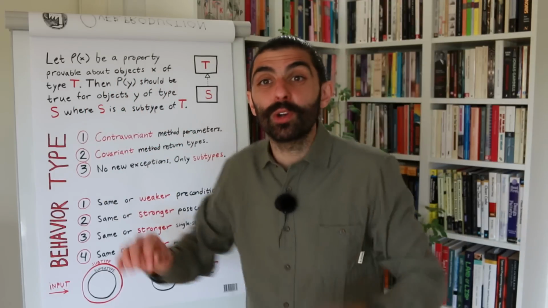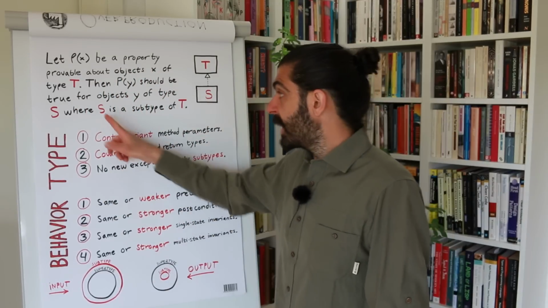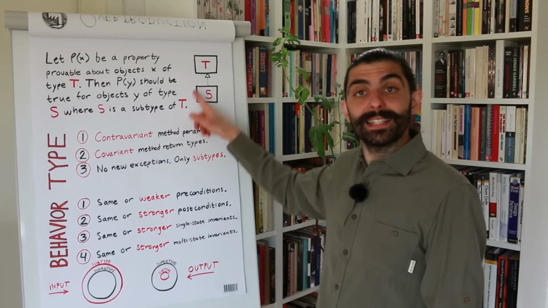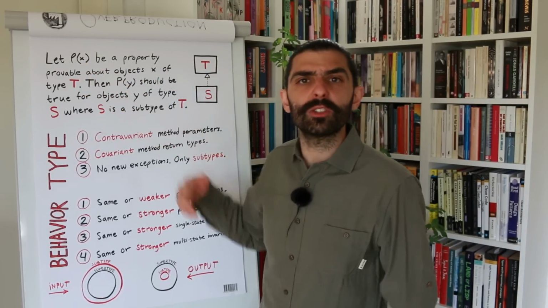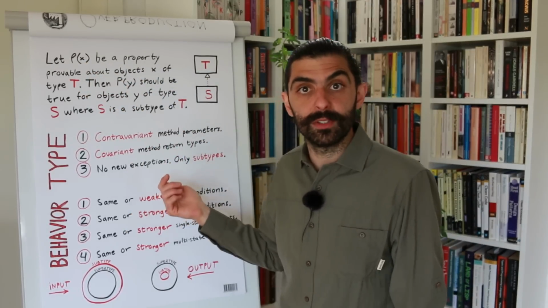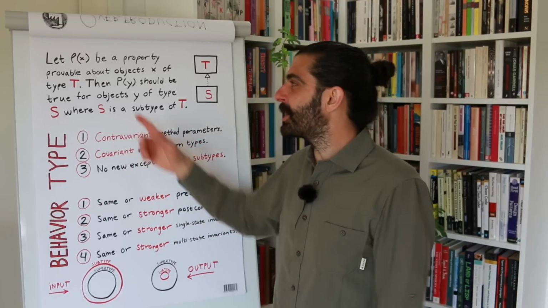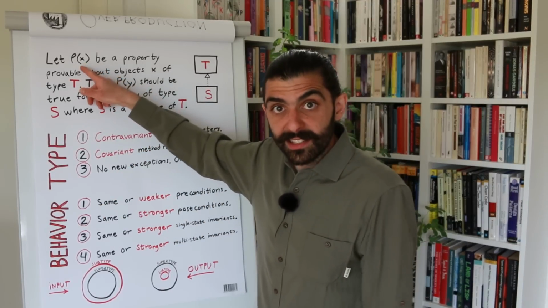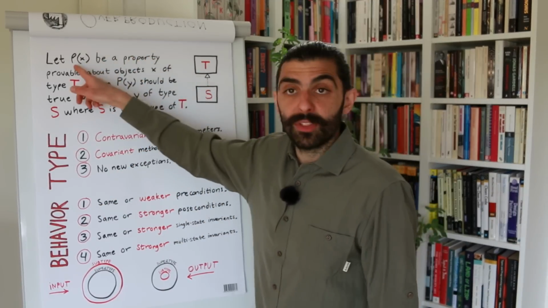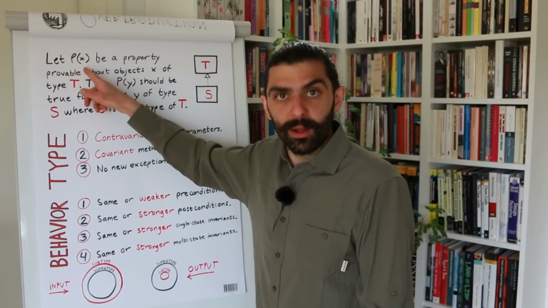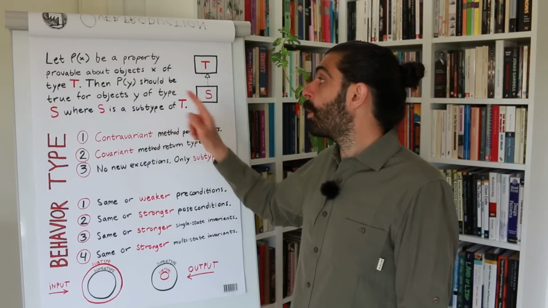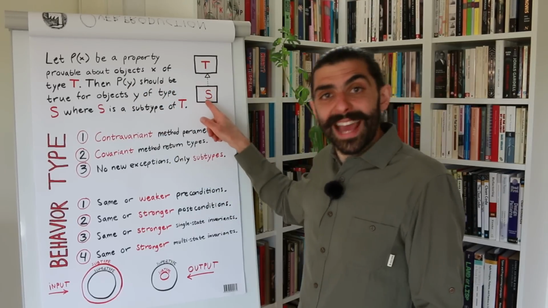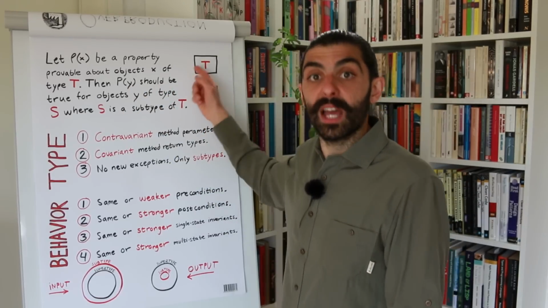This isn't actually too complicated. We have 2 types, S and T, and S is a subtype of T. And when we here say X and Y, we are talking about objects of these types. And what this principle states is simply that if you have an object X of type T and something, P, is true about that object, then that should also be true about an object Y whose type is S, because S is a subtype of T.